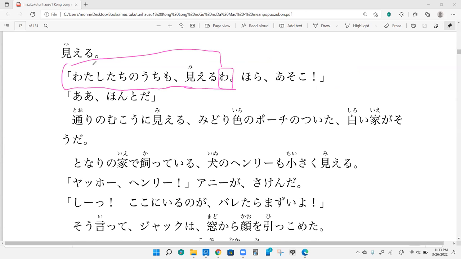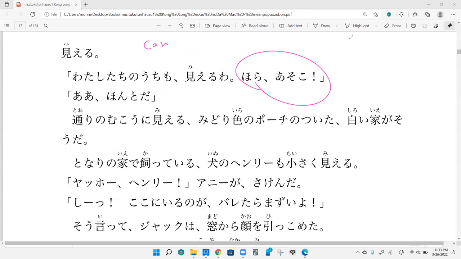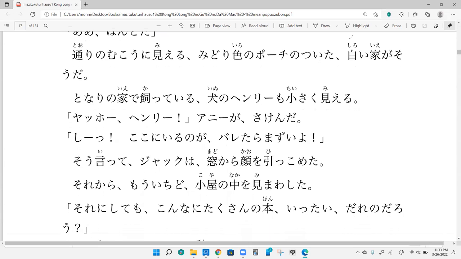But yeah, what does this part mean? 私たちのうちも見える。We can see our house. Or perfect. Home, I guess. Yeah, you see how in English we add the can there? We can see our house. That's perfect for this meaning. The ability. We can see. Perfect. And hora asoko. What does that mean? Like, hey, over there. Yep. Honto da. Oh, you're right.